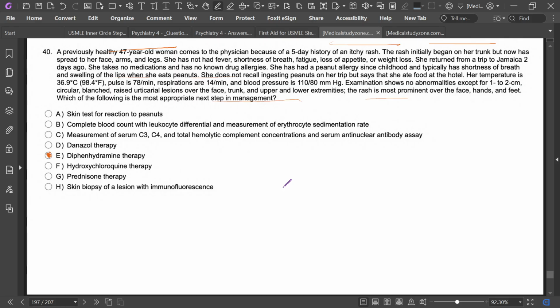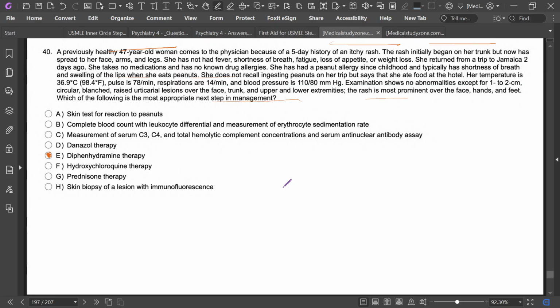She has had peanut allergy since childhood and typically has shortness of breath and swelling of the lips when she eats peanuts. She does not recall ingesting peanuts on her trip but says that she ate food at the hotel. Temperature, pulse, respirations, and BP are normal. Exam shows no abnormality except for 1 to 2 centimeter circular blanching raised urticarial lesions over the face, trunk, and upper and lower extremities. The rash is most prominent over the face, hands, and feet. Which of the following is the most appropriate next step?